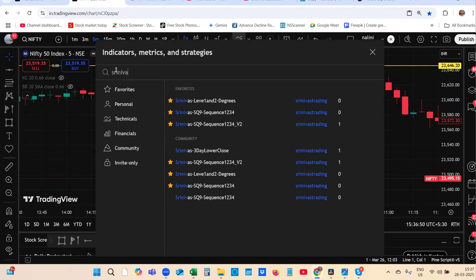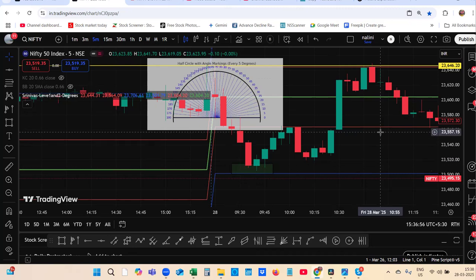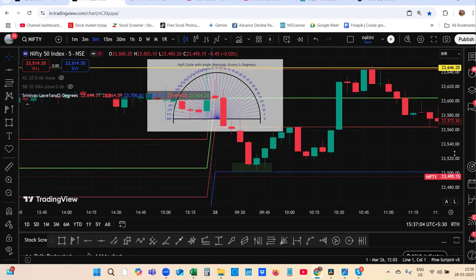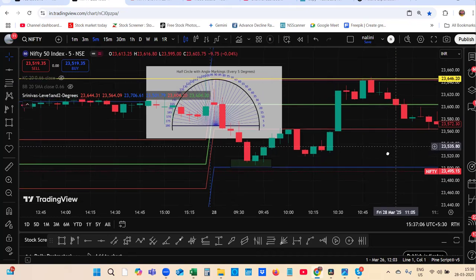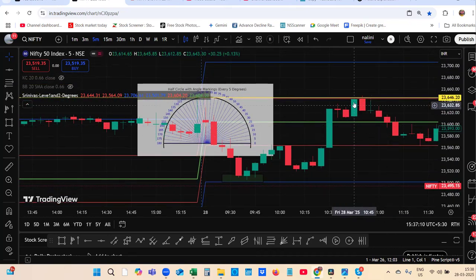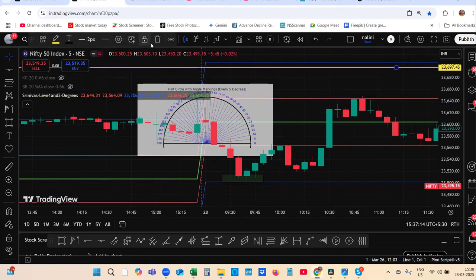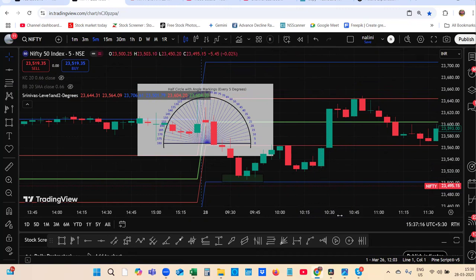Srinivas, level 1 and 2 degrees. If I apply, you are getting these levels. The red color one is 26.11 and the blue color is 23.503. And on the upper side also, this is the median level. You are seeing these levels. Let me take out all the drawings.